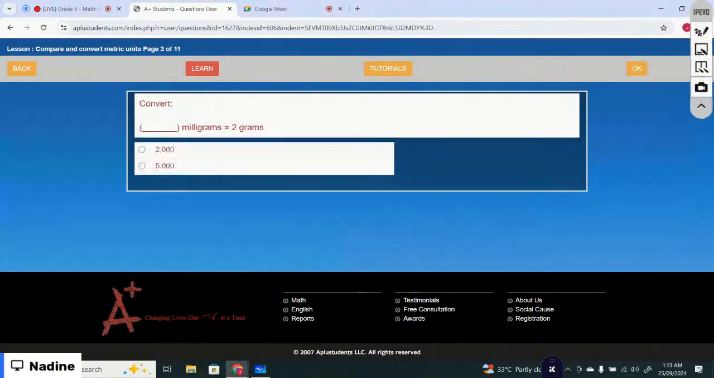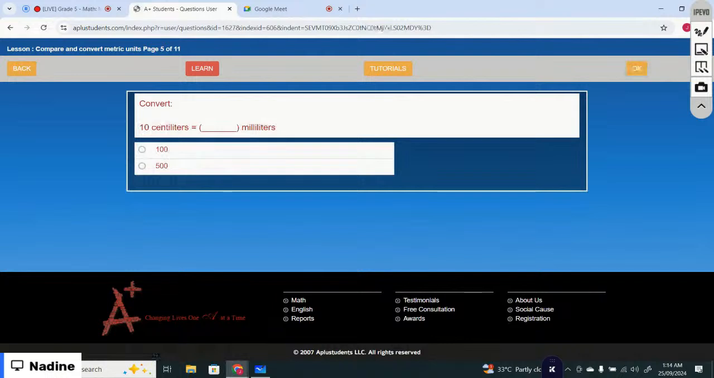Okay, the next one is 2 grams equal how many milligrams? 2 grams equal 2000 milligrams. Option number 1 is the correct option, that is 2000 milligrams. The next one: 4 gram equal how many milligrams? 4 grams equal 4000 milligrams. Option number 1 is the correct option.